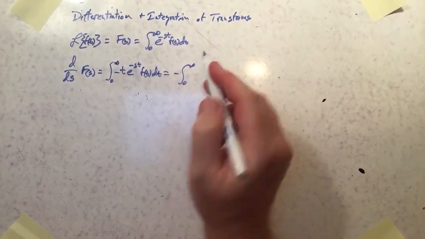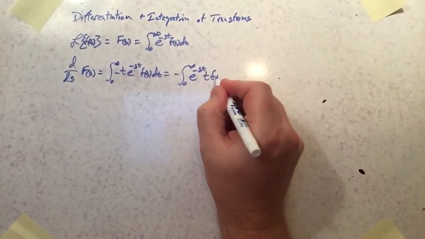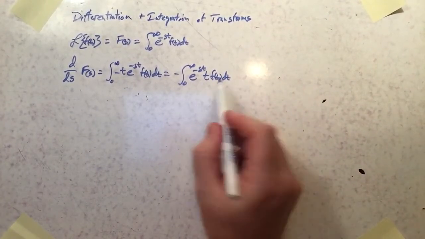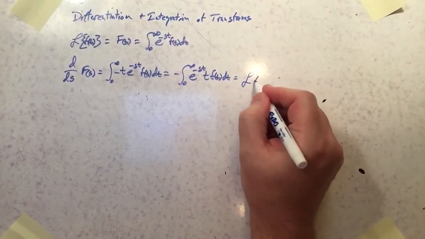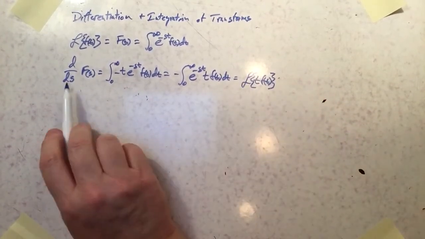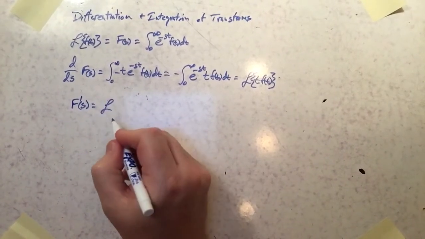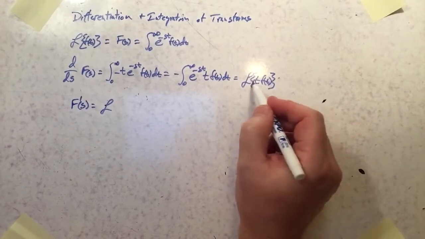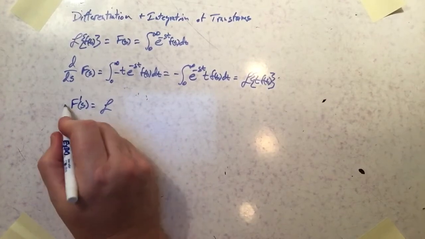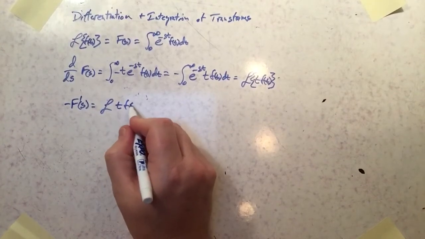And then I can move the t in front of the f(t). So it's e to the minus st times t f(t) dt. And of course, this would be the Laplace transform of t f(t). And that's the answer. F prime of s is equal to the Laplace transform of t f(t). Oh, and there's a negative in there too. I pulled the negative out, so it doesn't matter which side the negative goes on. We'll put it over here, but it's the Laplace transform of t f(t).